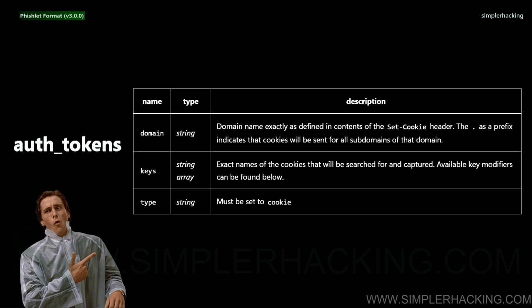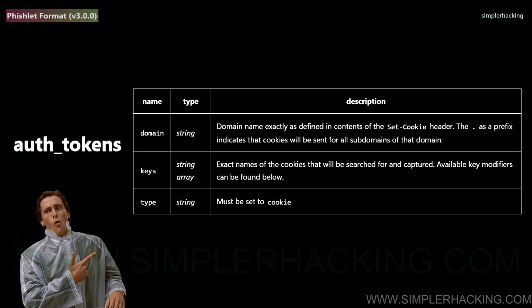The next part in the documentation is keys. Keys identifies the exact names of the cookies that should be searched for and captured. These cookies represent the session tokens or authentication data that are needed to hijack the user's session. You can list multiple keys here if the site uses more than one cookie to authenticate users. For example, common keys might include sessionid or auth token depending on the site. It's essential to know the specific cookie names in order to effectively capture them.